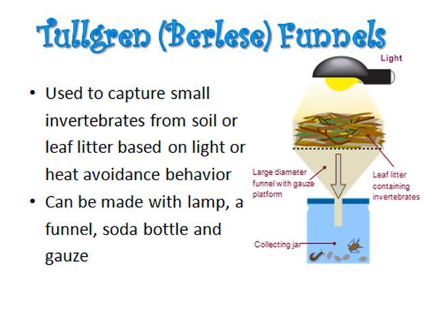So let's say you're looking at light avoidance. You shine a light on this leaf litter and all the animals that are trying to get away from that light are going to go down through the gauze and end up in your collecting jar where you can then count them. When the weather warms up, we'll see if we can collect some dirt or leaf litter and build ourselves a Berlese funnel.